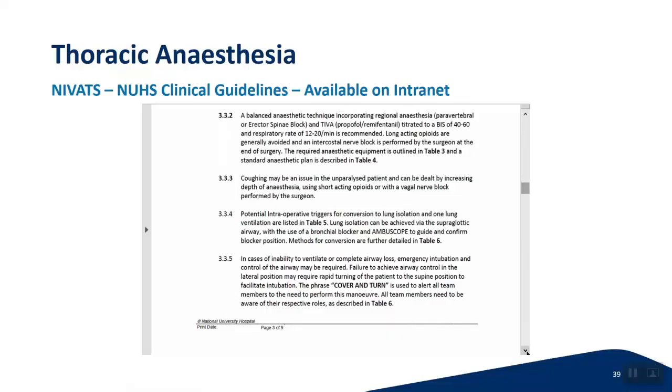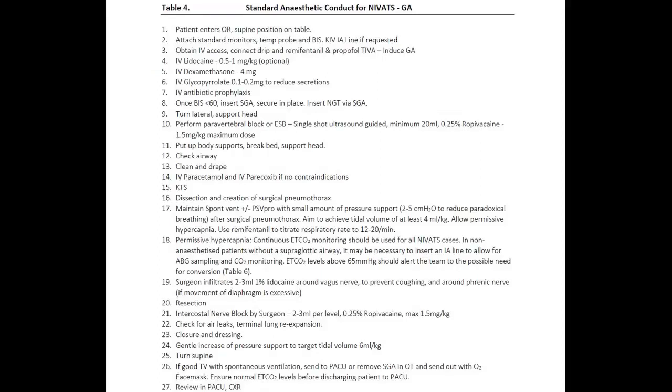The preferred supraglottic airway for use in NEVATS is either the Auragain or iGel, as these allow for passage of a fiber optic bronchoscope and bronchial blocker, should there be a need for conversion to one-lung ventilation. Coughing may be an issue during surgical manipulation. This can be dealt with by a vagal block, performed by the surgeon. A standard anesthesia plan for NEVATS is described here.